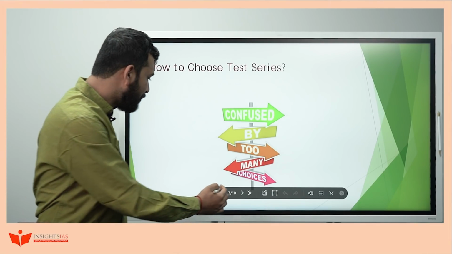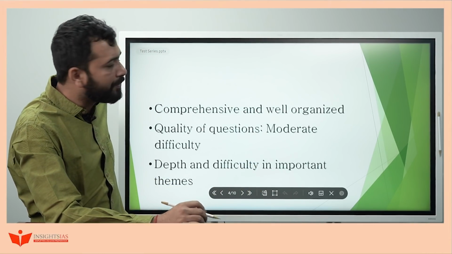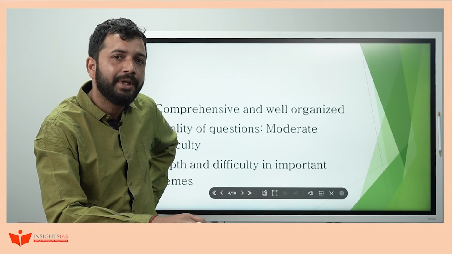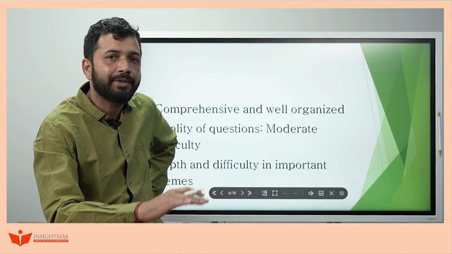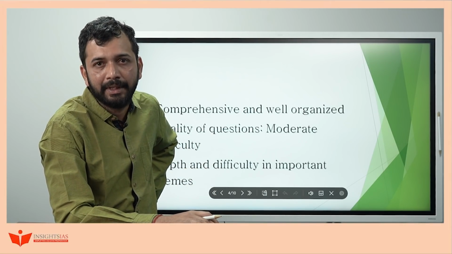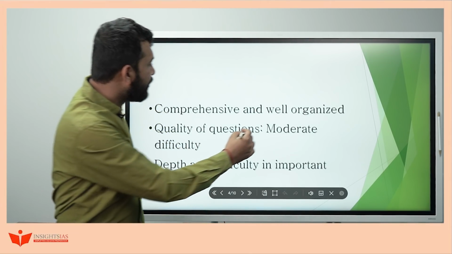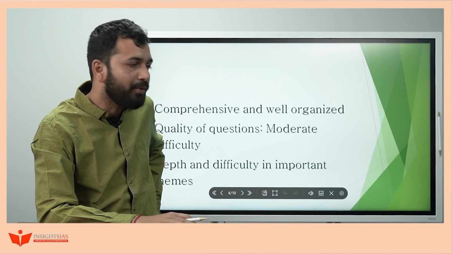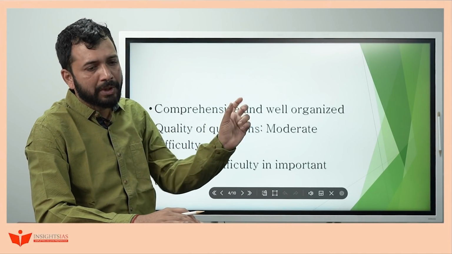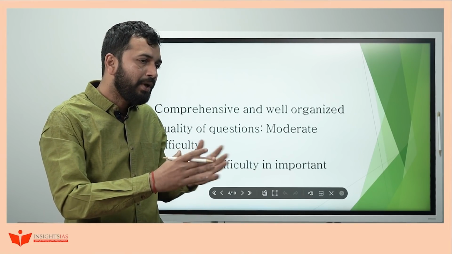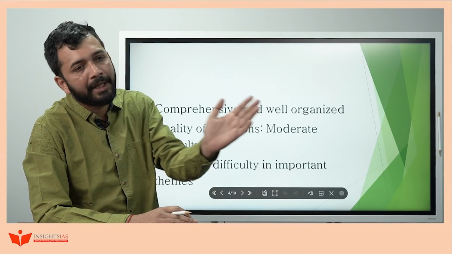The parameter that you are supposed to look at is that it should be comprehensive and well organized. What is comprehensive? It should cover your syllabus at least twice or thrice in the entire test series. Then it should be well organized. Sometimes, some of the test series you see in the market have 2 chapters from polity, 2 chapters from economy, 2 chapters from geography. That will not help you prepare in that way.